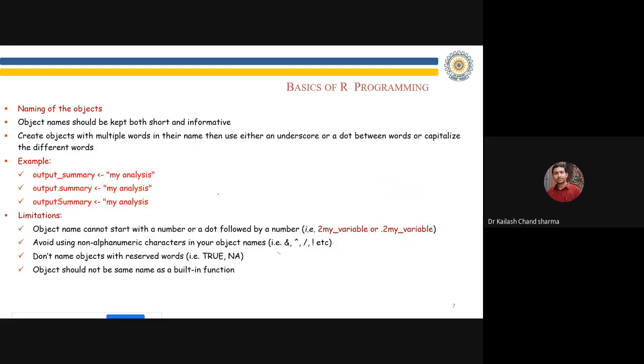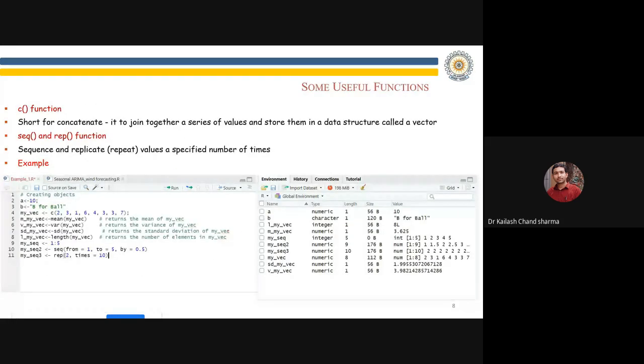Now, these are the common rules for naming, which should be short and informative. Generally, names are defined like with an underscore or a dot, and mostly we prefer this type of syntax. You have to avoid special characters. Don't type TRUE or NA as the name of your objects. The object name should not be the same as inbuilt functions like mean, average, or standard deviation. This one is important.